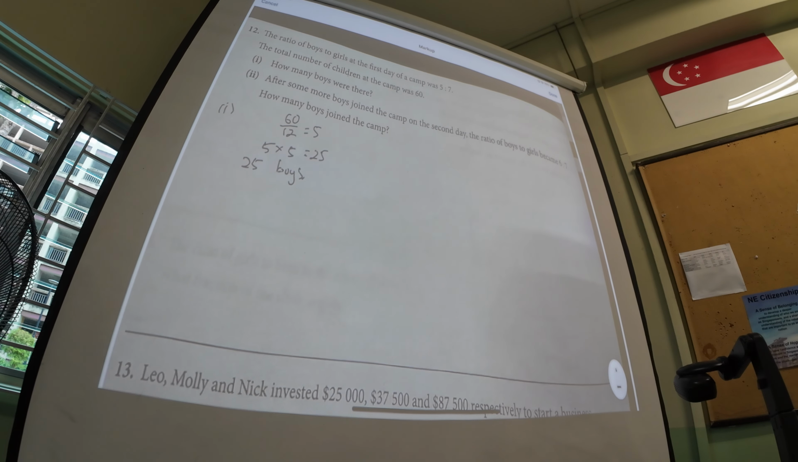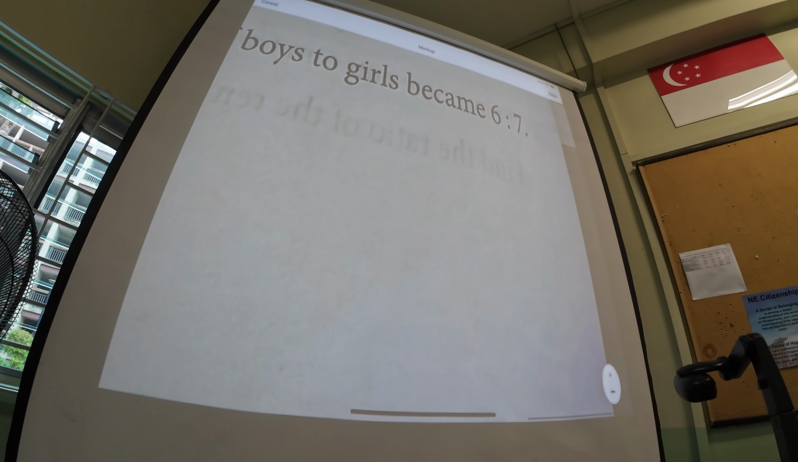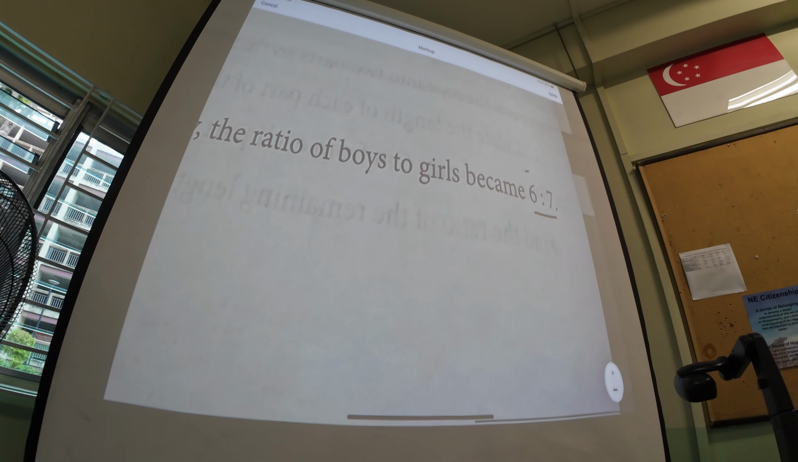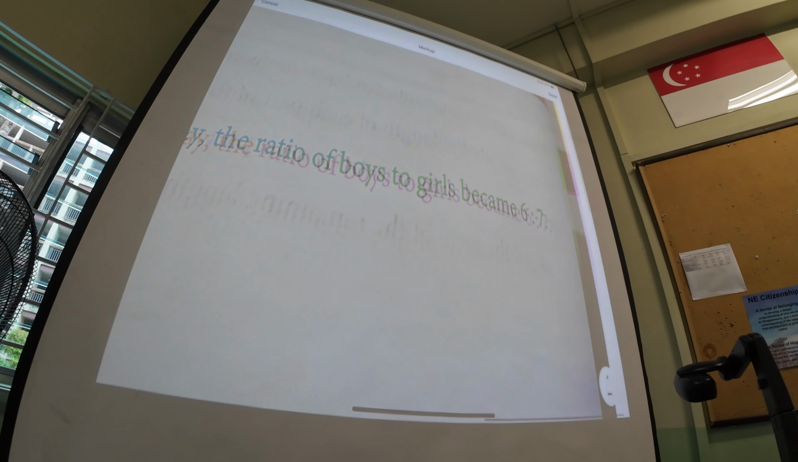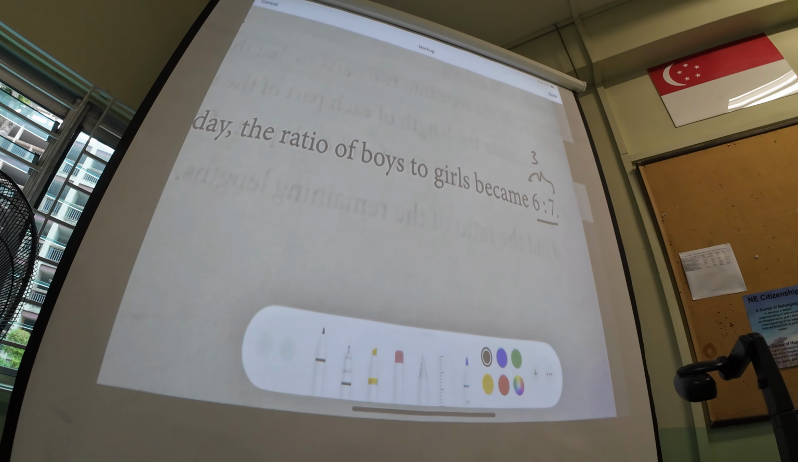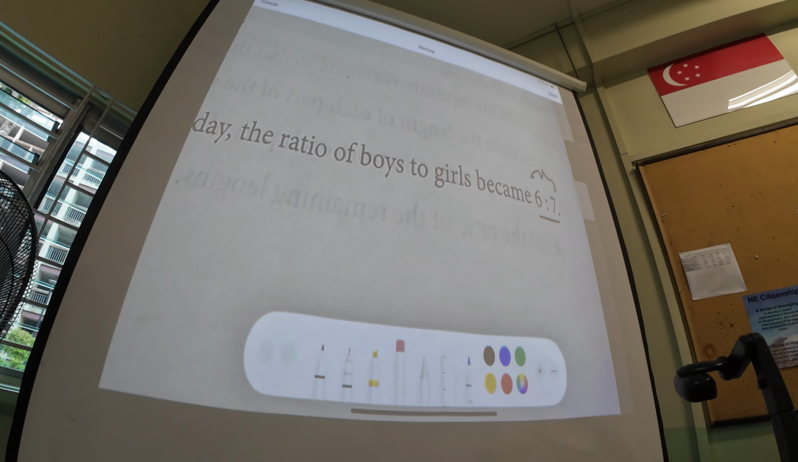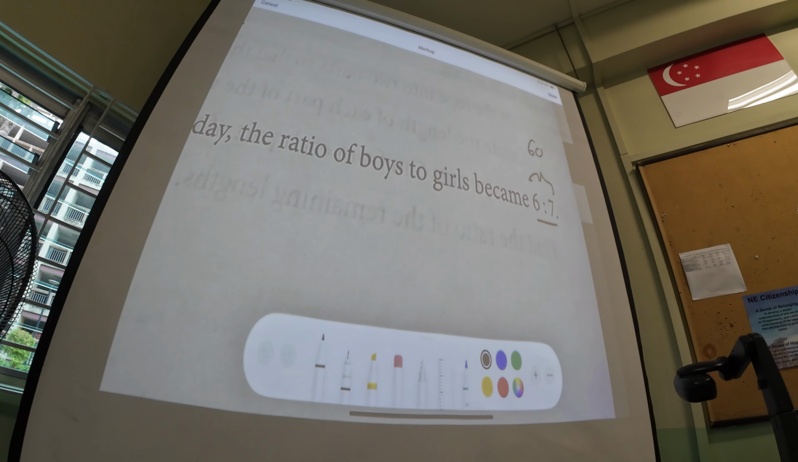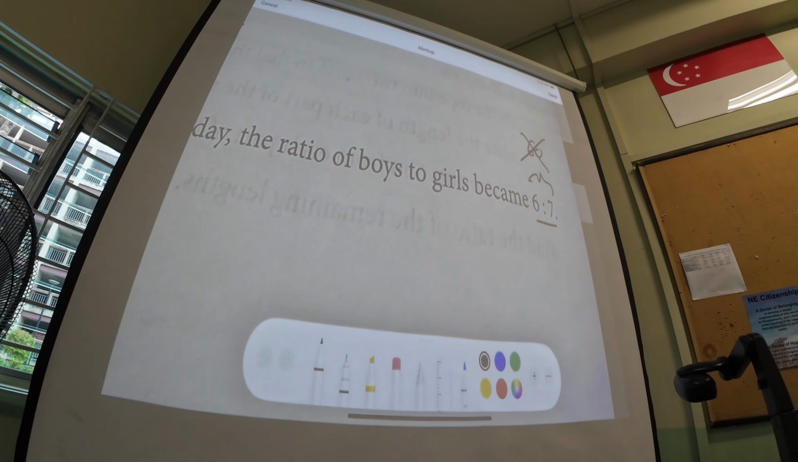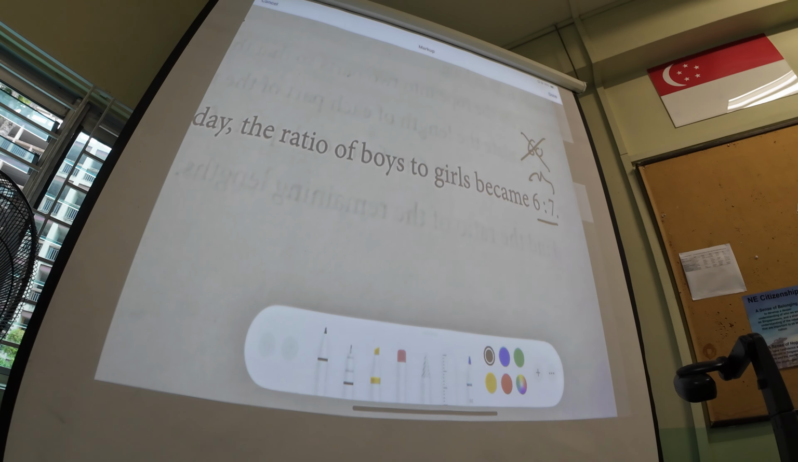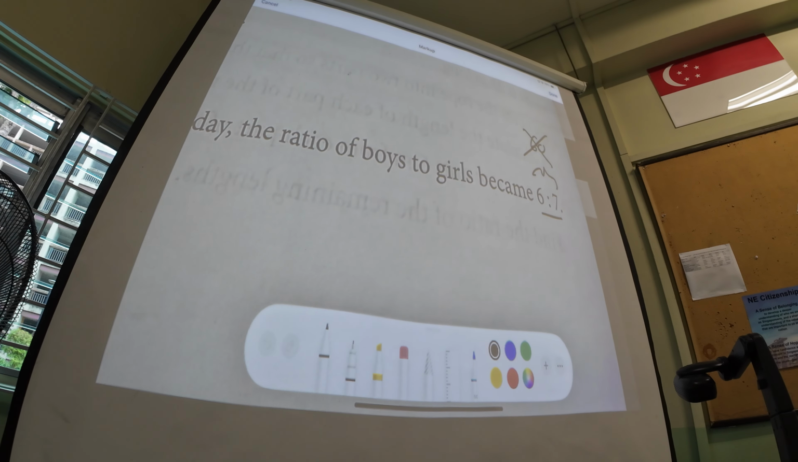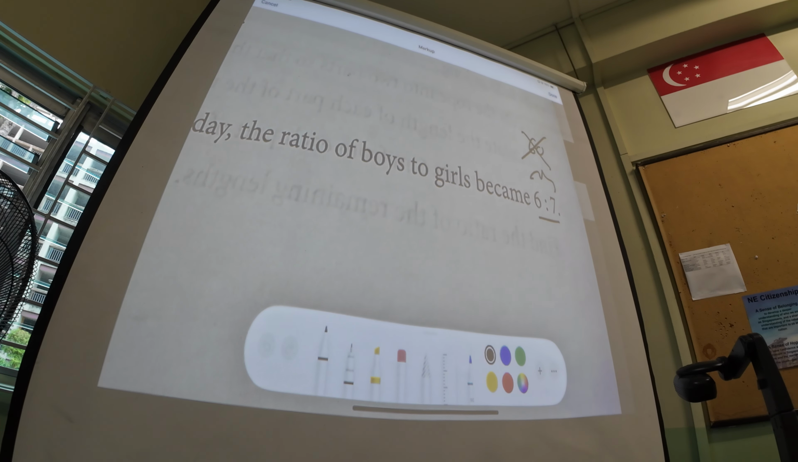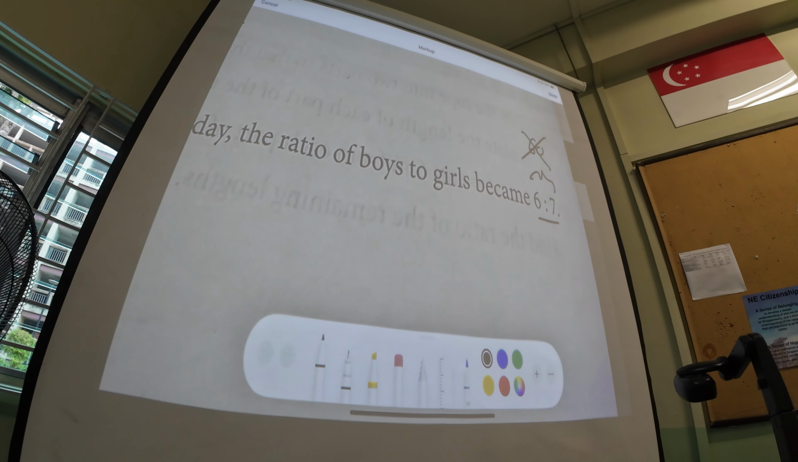There is a new total. Now your 6 and 7 no longer add up to 60. Not 60 anymore. So when we have 6:7, each unit is no longer 5. We don't know how many total now, because we also don't know how many boys join.